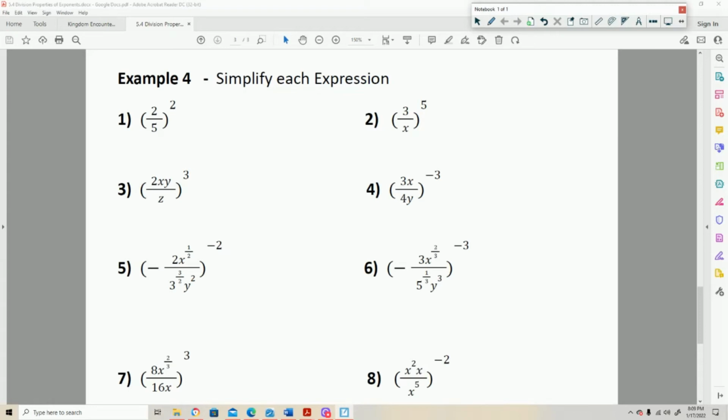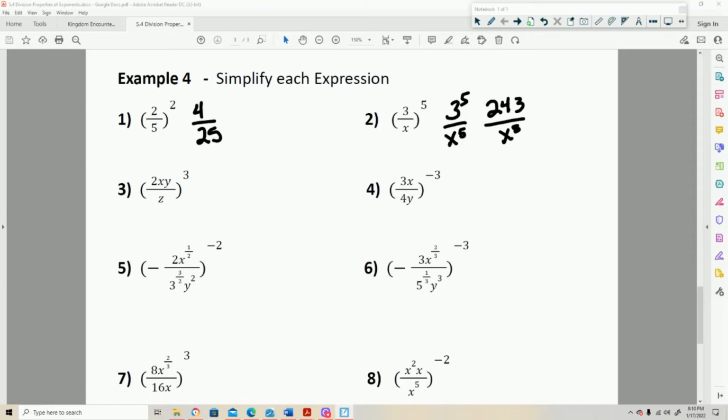So the first one, it's 2 over 5, squared. So again, distribute the 2 to both the top and the bottom. That's 2 squared over 5 squared, so I get 4 over 25. Okay, 4 over 25. Here you get 3 to the 5th over x to the 5th, and I think that's going to be 243 over x to the 5th. It's kind of hard to tell.